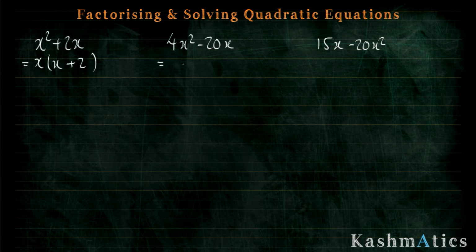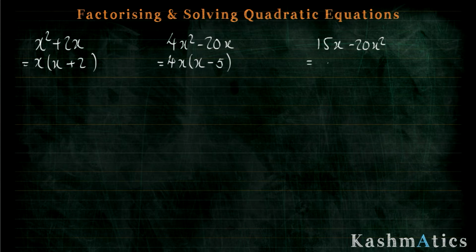Now over here it's slightly different because I've got a number which is common as well as a letter. So 4 is a factor of 4x squared as well as 20x. And the x is also a factor of both terms. And inside the brackets I need an x to make 4x squared, minus to make a negative term, because positive times negative is negative, and that just needs to be a 5.